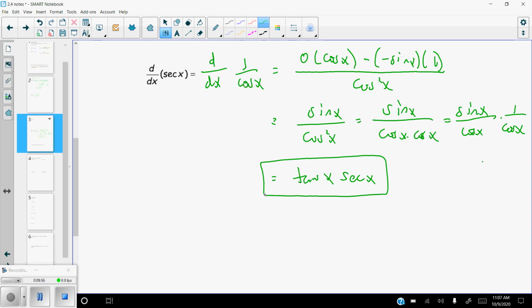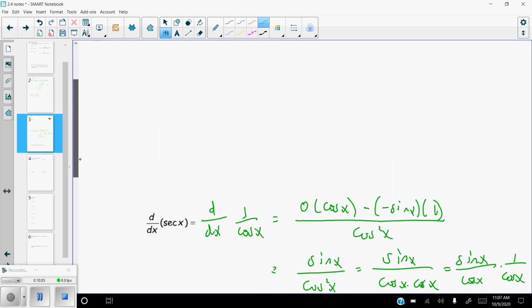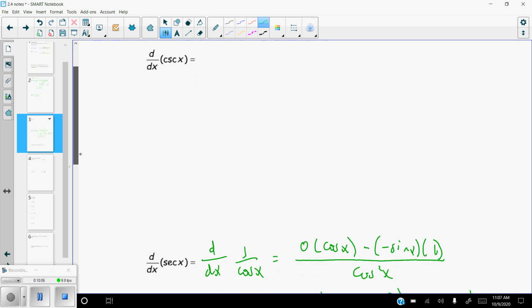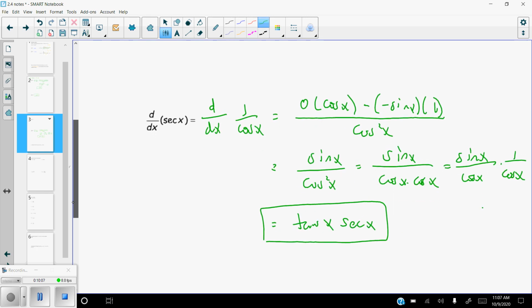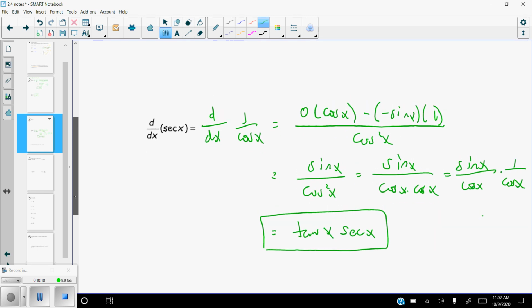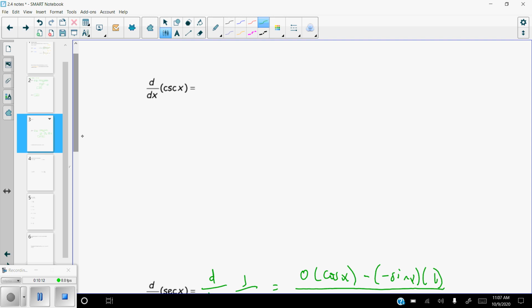And if you're really thinking about it, if you're following how these patterns are working out, you could probably guess what the derivative of cosecant x is. It's very similar to this one. Instead of having tangent and secant in it, it's going to have cosecant and cotangent in it. And as a matter of fact, it will be cotangent x cosecant x, but it will be negative.